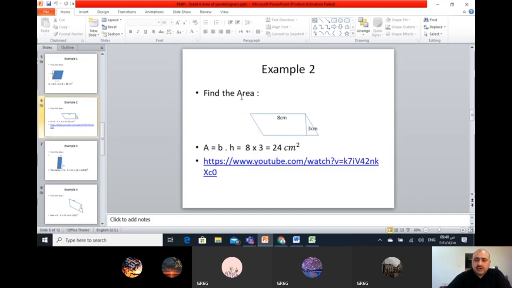Example 2, find the area. Here, as you see, we have a parallelogram. The first step, determine the height and the base. This is the base, 8 centimeter, and this is the height, 3 centimeter. Then write the rule of the area of a parallelogram. Area equals base times height, b times h. The value of b is 8, multiplied by the value of h, which is 3. So 8 times 3 equals 24 centimeter squared.